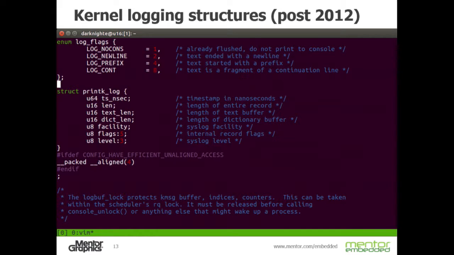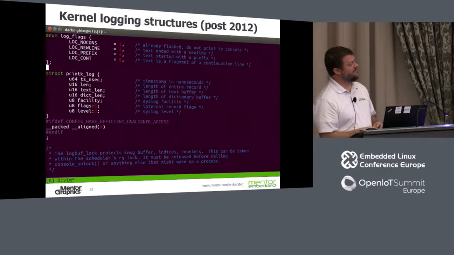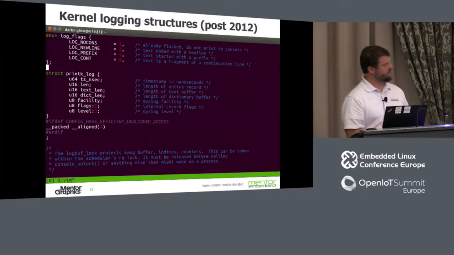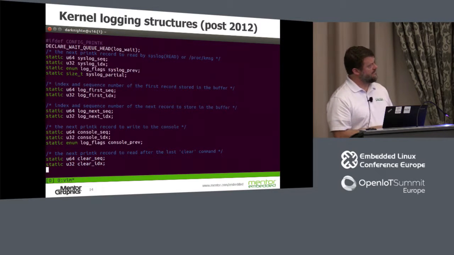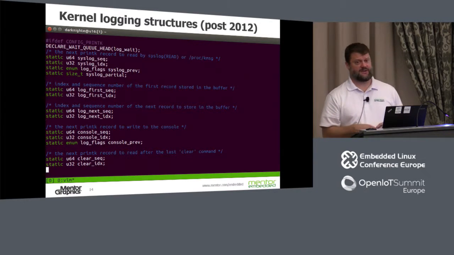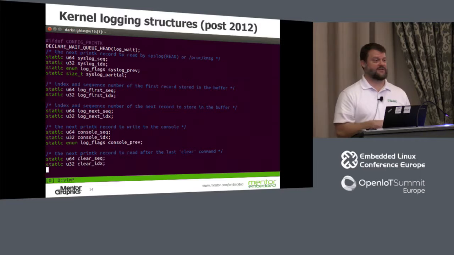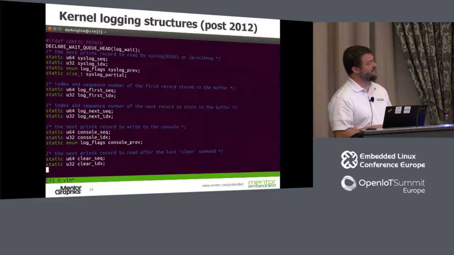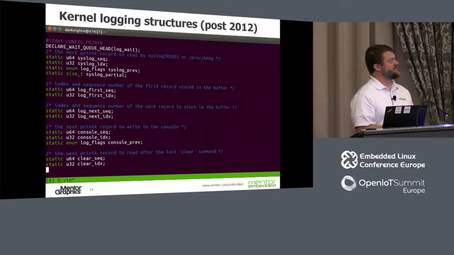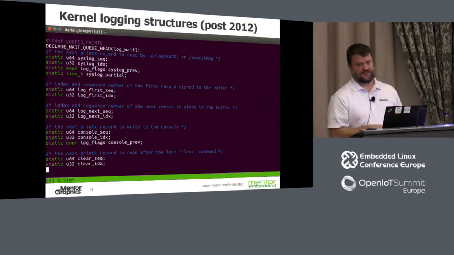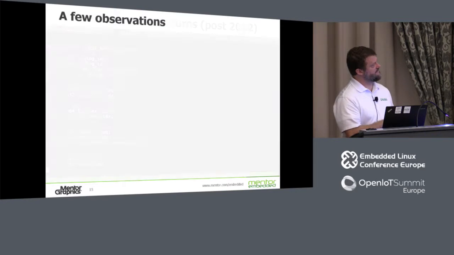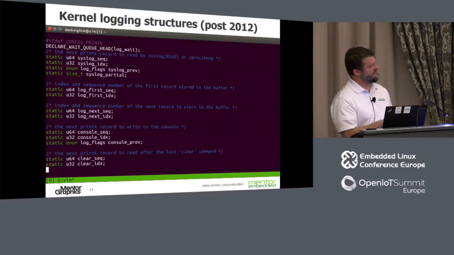So all of this stuff is in here. You notice it's packed aligned. This will go away in my patch. In fact, it does. And I'll talk about why. This is the set of indices that I was talking about. You notice they're all statically declared, so they're limited to file scope in this C compilation unit. This is in printk.c. There's several of them. As I said, there's a first, there's syslog, there's console, there's clear. The most important ones for our purposes, for the sharing, is actually the first and the next.